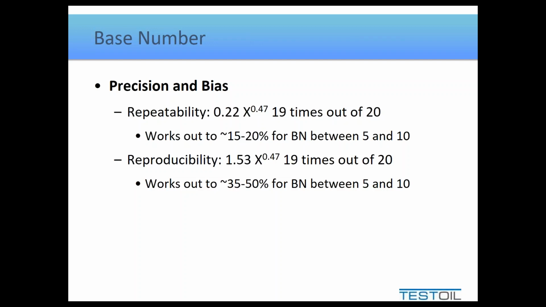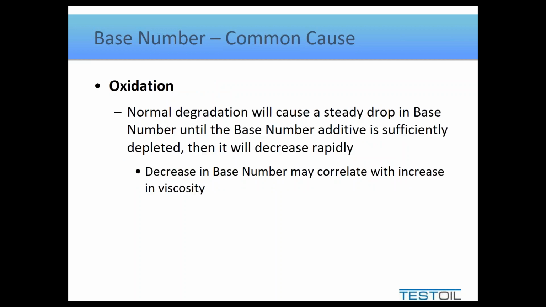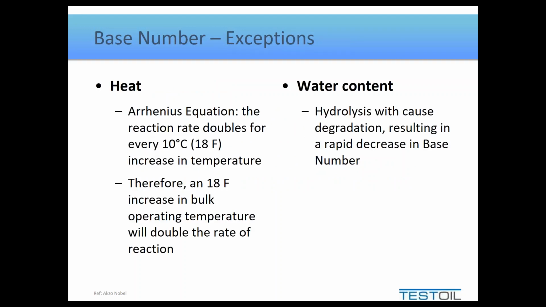It's not fantastic. It's certainly not as accurate as the colorimetric acid number, but this is pretty much the only method for measuring base number that is done by commercial labs. There is more than one way of doing it, but this is the predominant one. Now, what causes base number to decrease is exactly the same as what causes acid number to increase. So there's no difference here. It's still oxidation. The exceptions are still heat and water content. Nothing is new here.